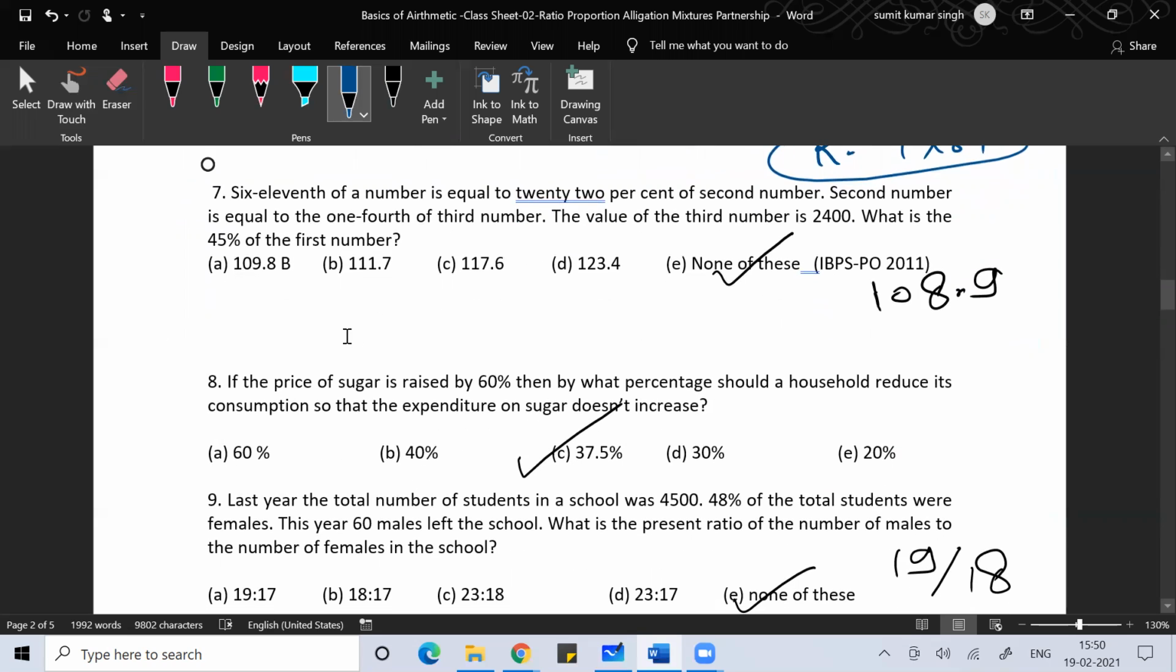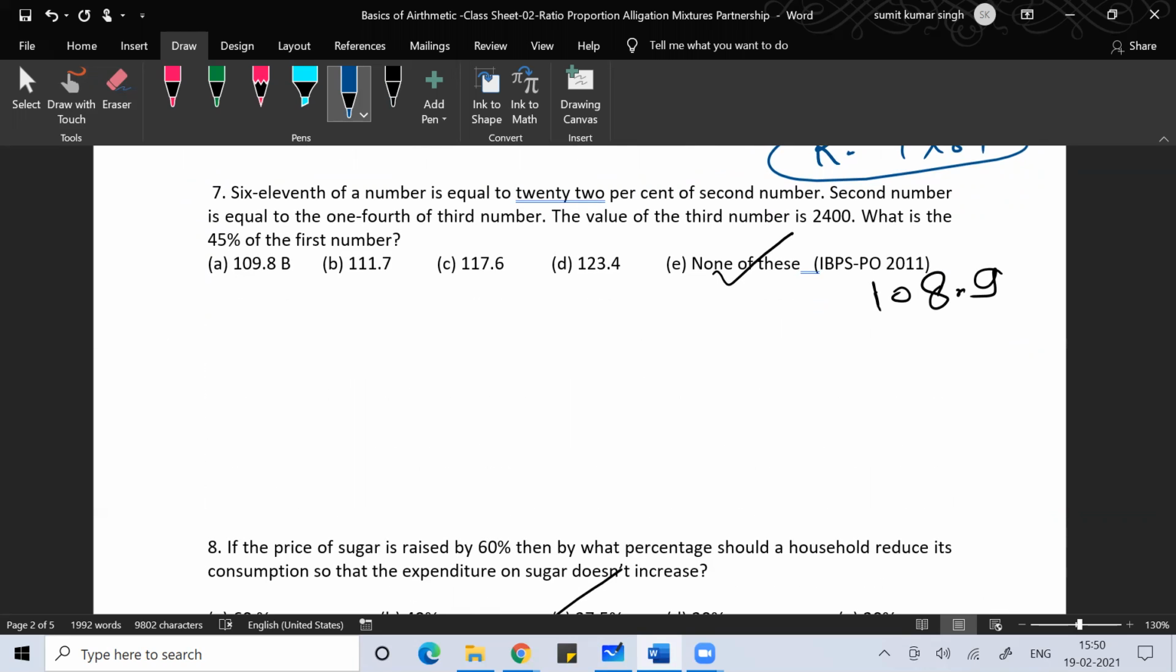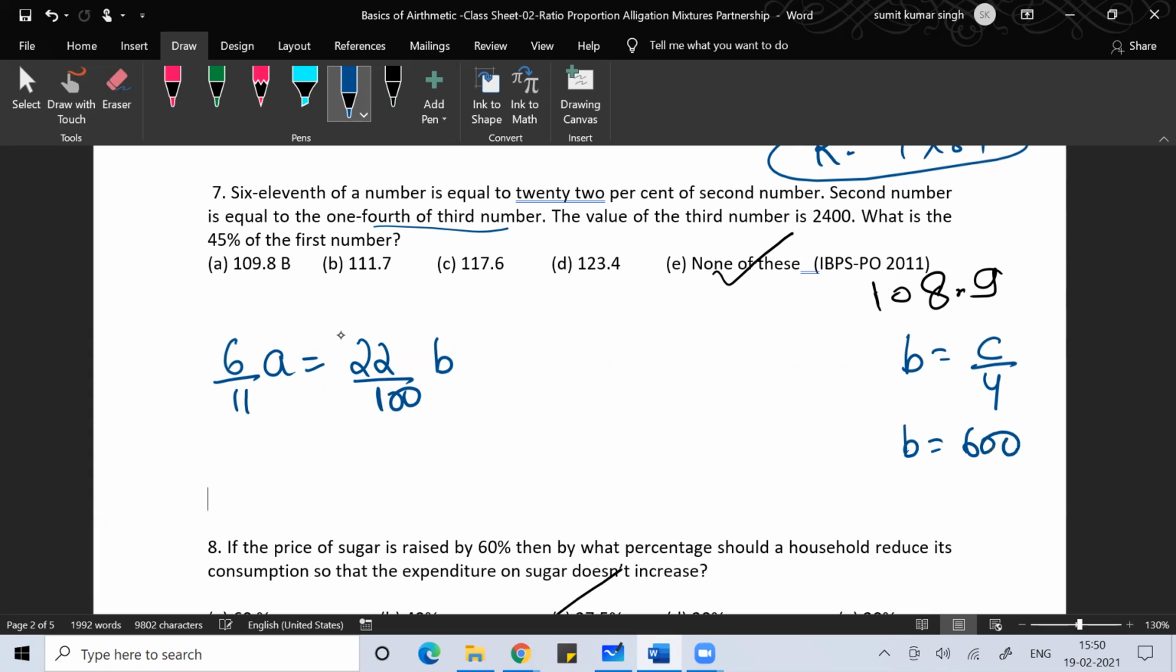Question number 7. 6 by 11th of a number, suppose the number is A, is equal to 22% of the second number. The second number is equal to 1/4 of the third number. The value of the third number is 2400, which means the second number is 600.